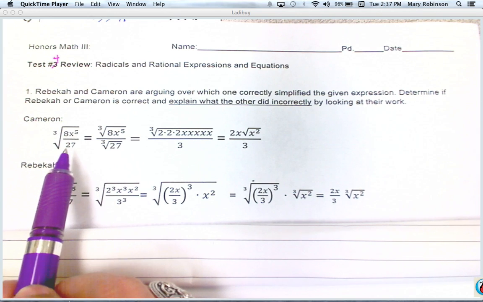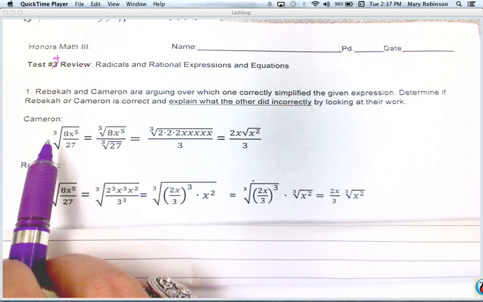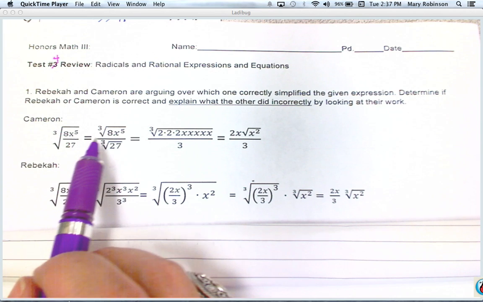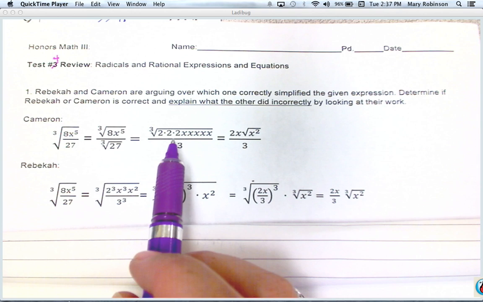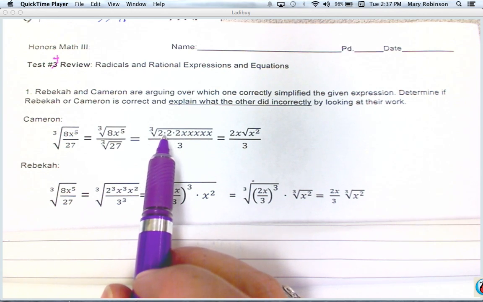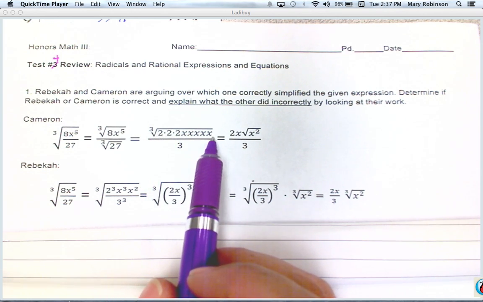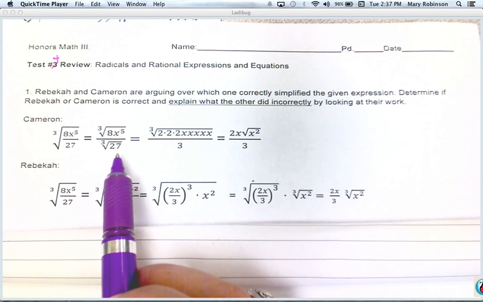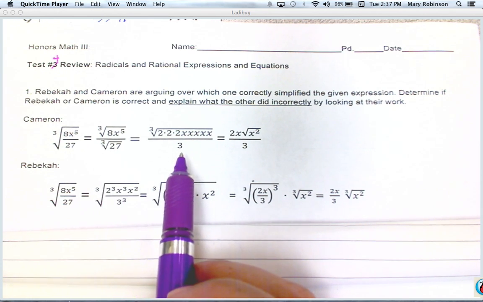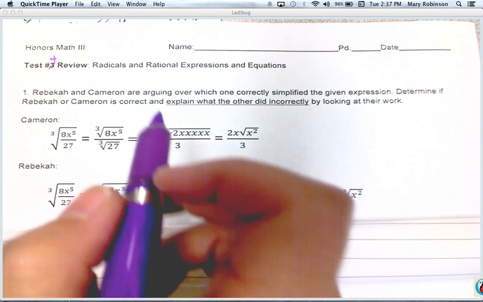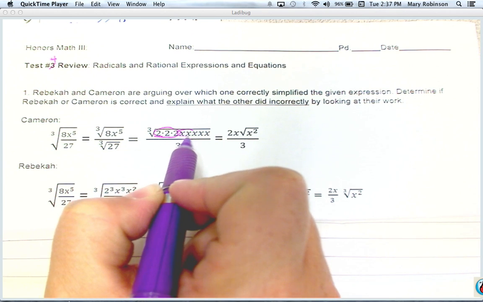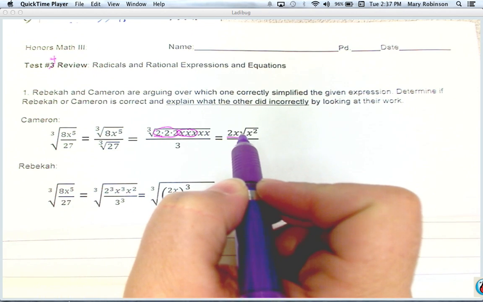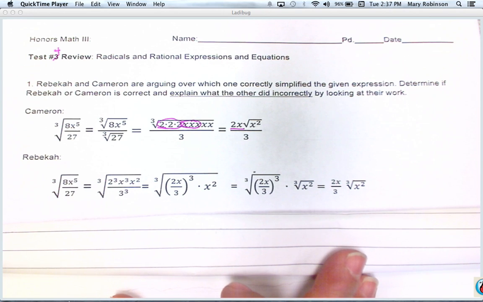So it appears here that Cameron, recognizing that you're taking the cube root of a fraction, separated the numerator and denominator and then simplified those individually. So she has the cube root of 2 times 2 times 2 with 5 x's, all over the cube root of 27, being a perfect cube, is 3. So then she recognized that you could form a group of 3 2's and 3 x's, so that came out. And then she's got 2x times the square root of x squared over 3.